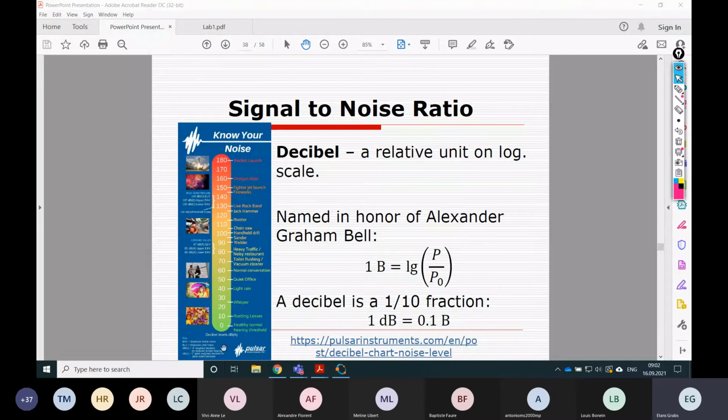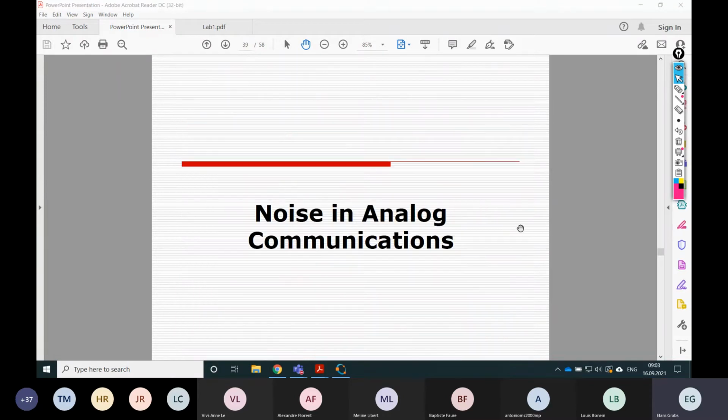Here is another scale with the same sounds. And decibel, as I've said, is a fraction. You can have more information if you follow this link also, but for now let's continue. And as I have promised, we'll compare analog communications and digital communications from the noise perspective.